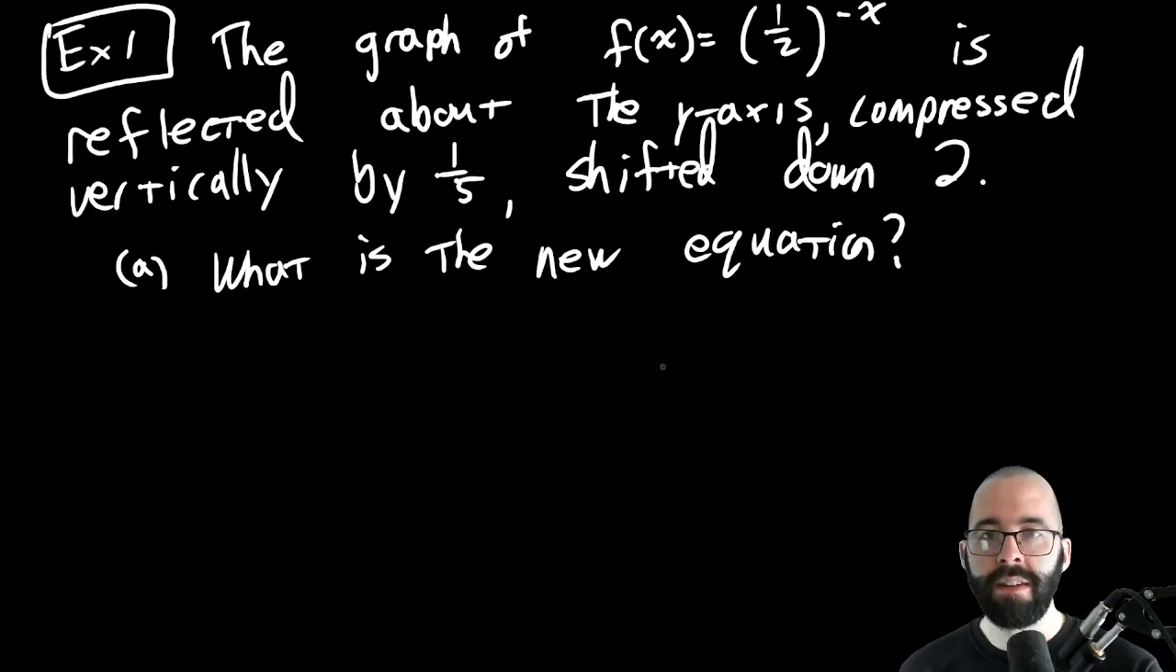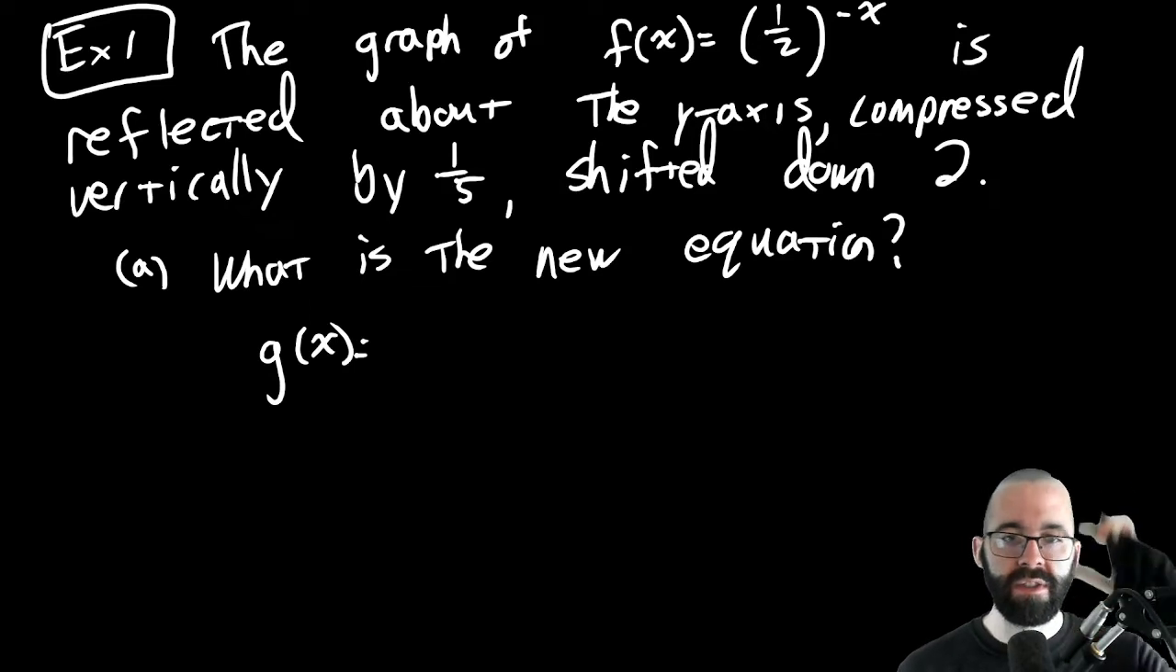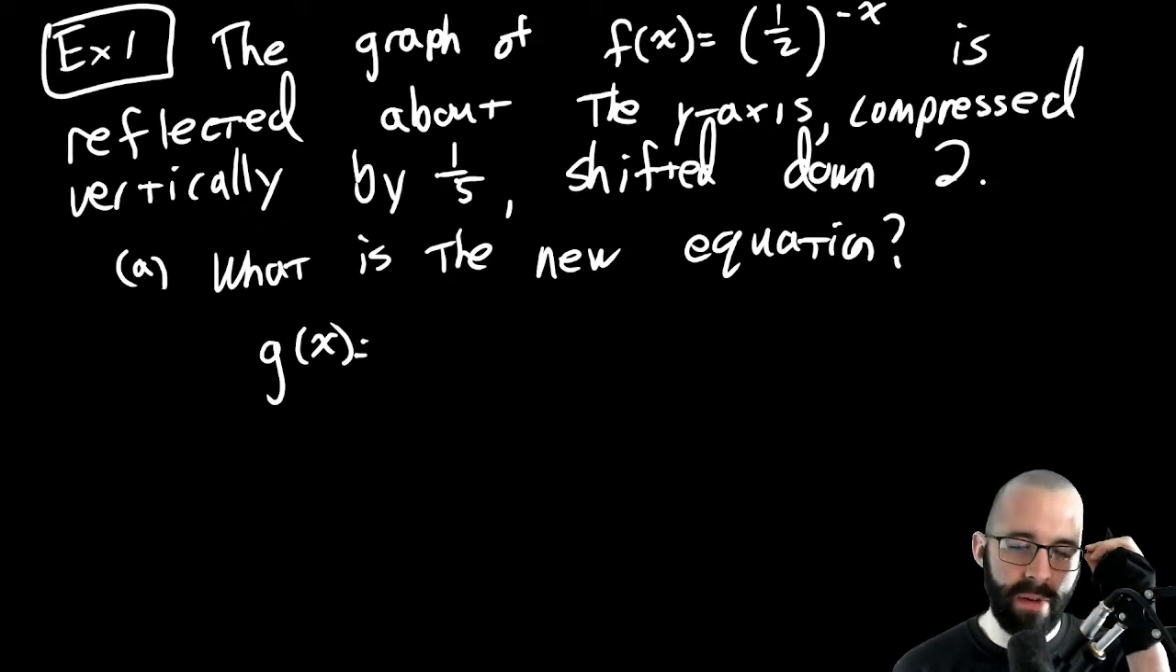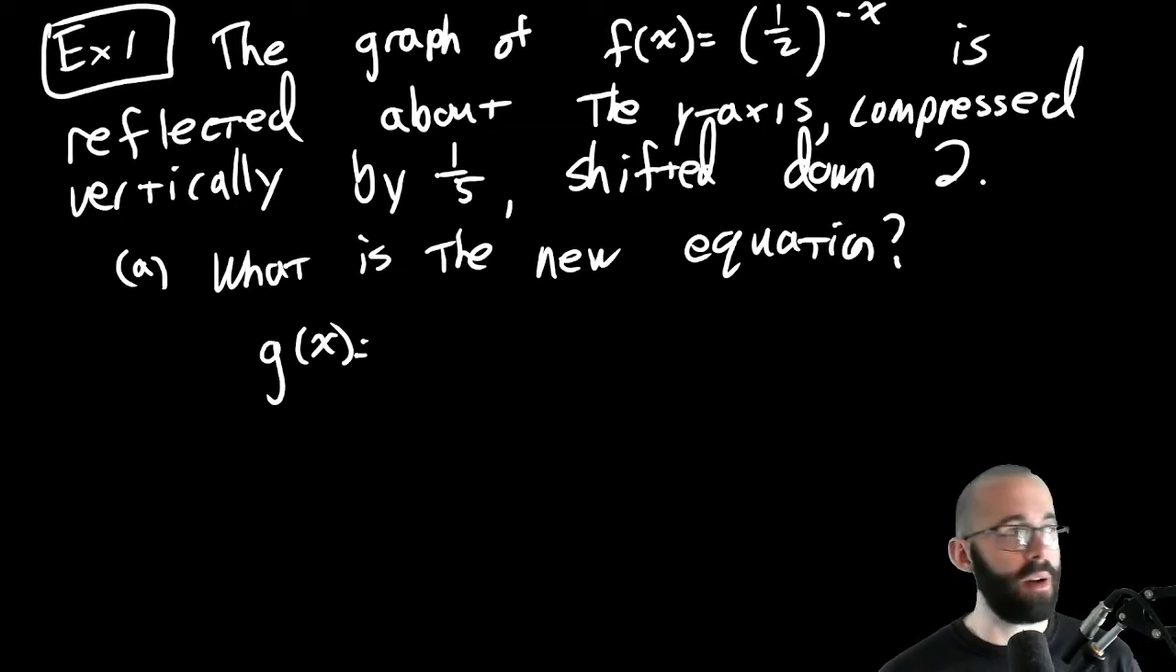Well, let's call it g of x. Let's do things one at a time. Remember, we do horizontal shifts first, vertical shifts last, usually. It's a good rule of thumb, and everything else in the middle. So that vertical shift last is the only thing that's really going to come into play here.